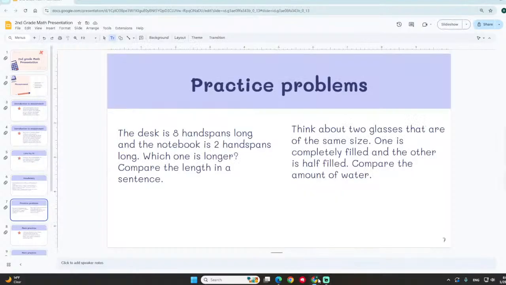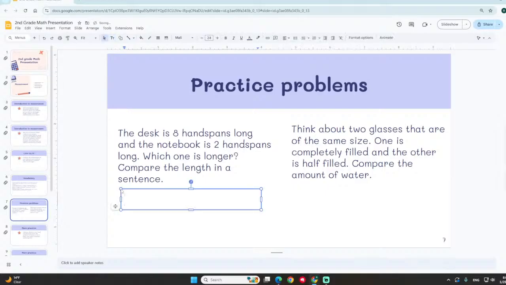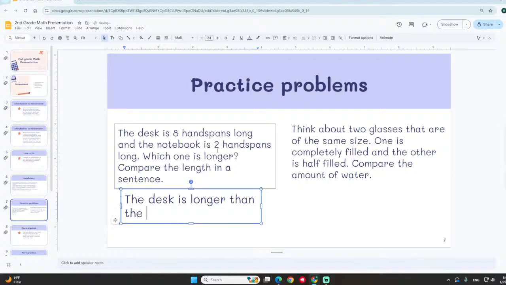Now that you've made the sentence, let's go over the answer. 8 is greater than 2, correct? And that means the desk is longer. So in the sentence we would say the desk is longer than the notebook. Okay? So note that down. The desk is longer than the notebook.